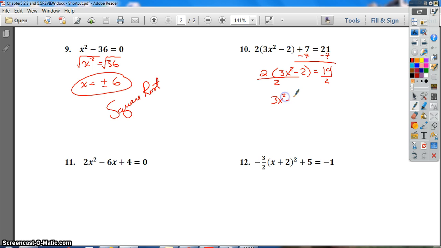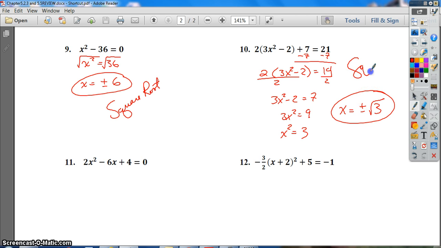So 3x squared minus 2 equals 7. Add 2 over, you're going to get 9. Divide by 3, you're going to get 3. So x is equal to positive negative square root of 3. So again, I didn't factor. This one I did square root.